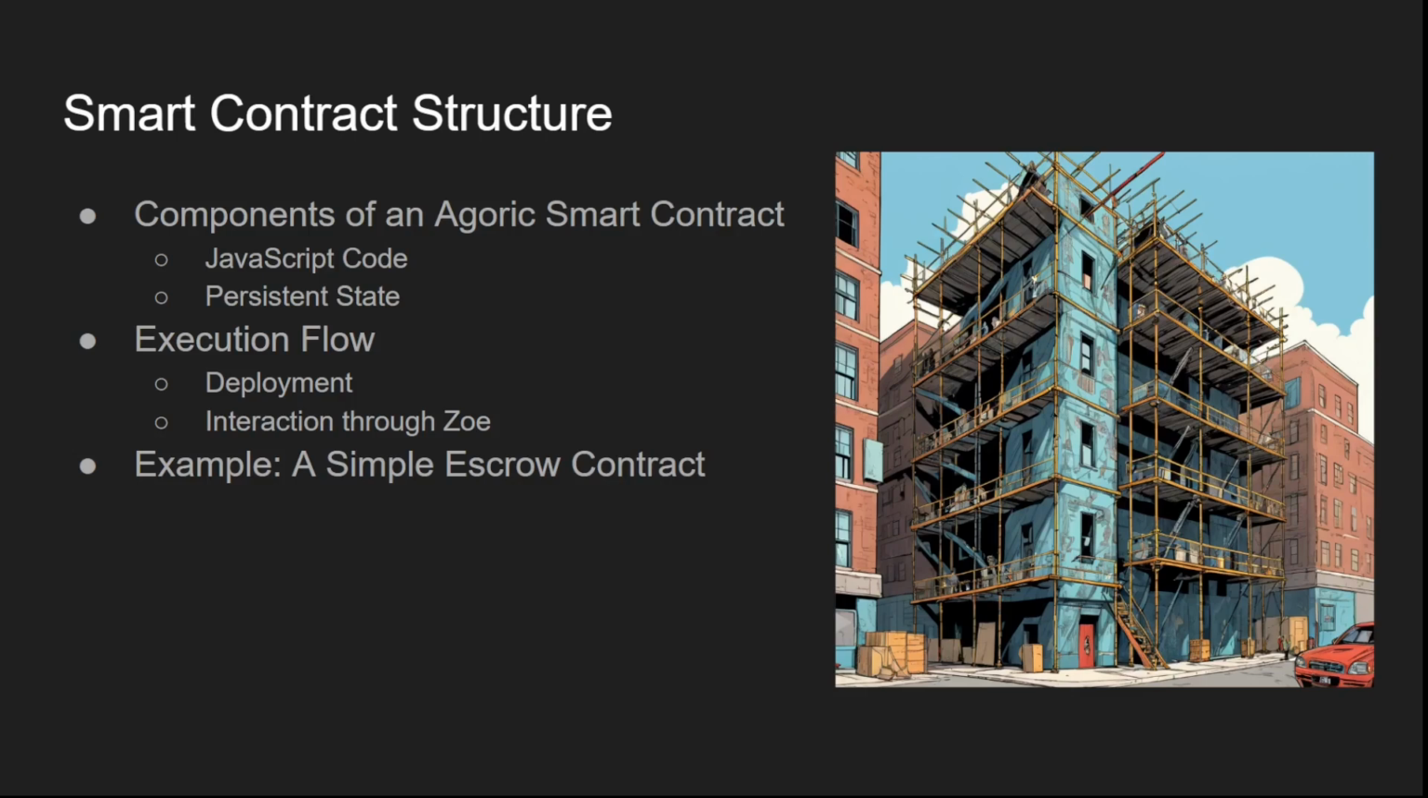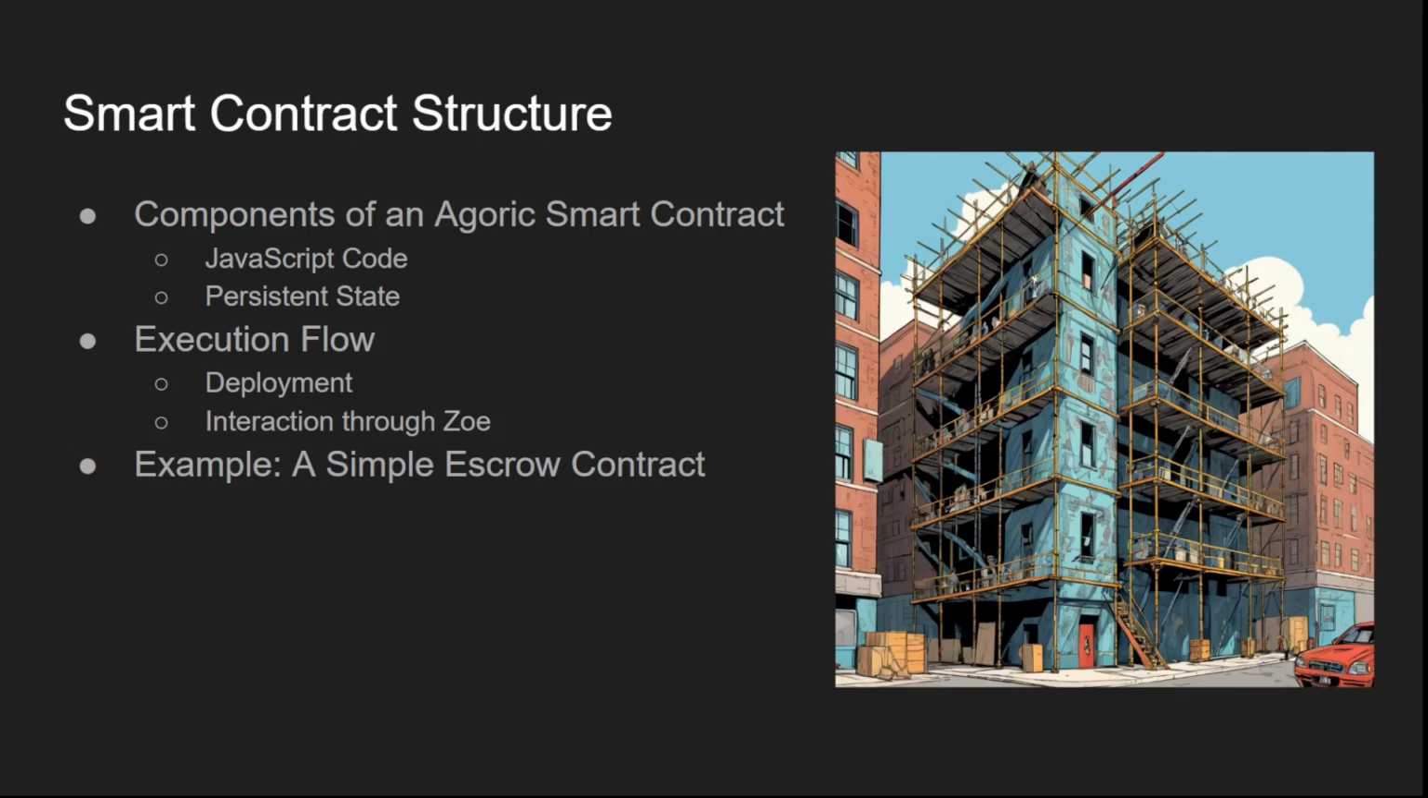In Agoric, smart contracts leverage the familiar and powerful JavaScript language, making it easier for developers to create secure and efficient contracts. Let's break down the components of an Agoric smart contract. First, we have the JavaScript code. This is the logic that defines our smart contract's behavior.